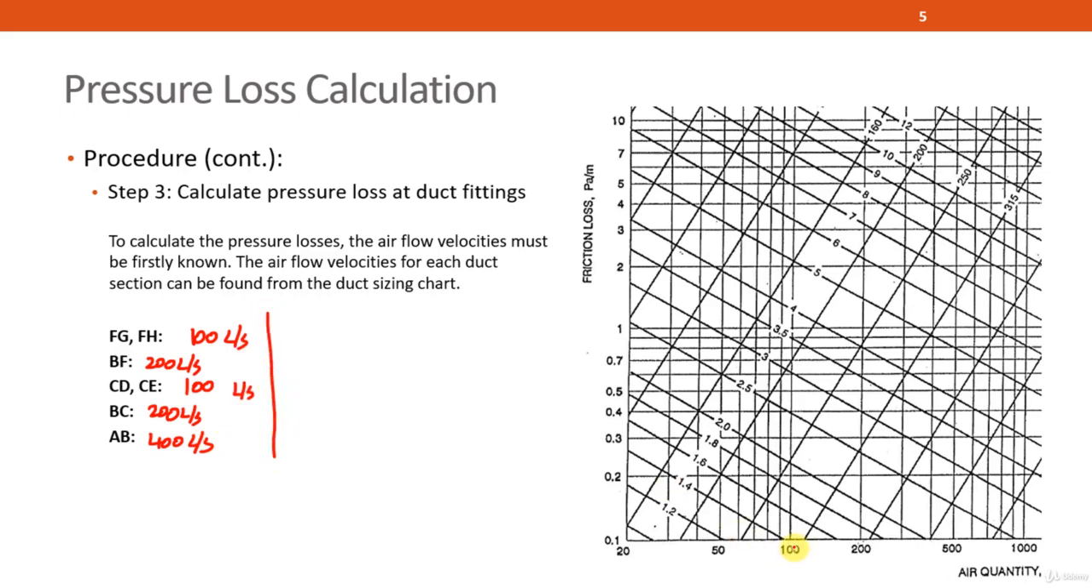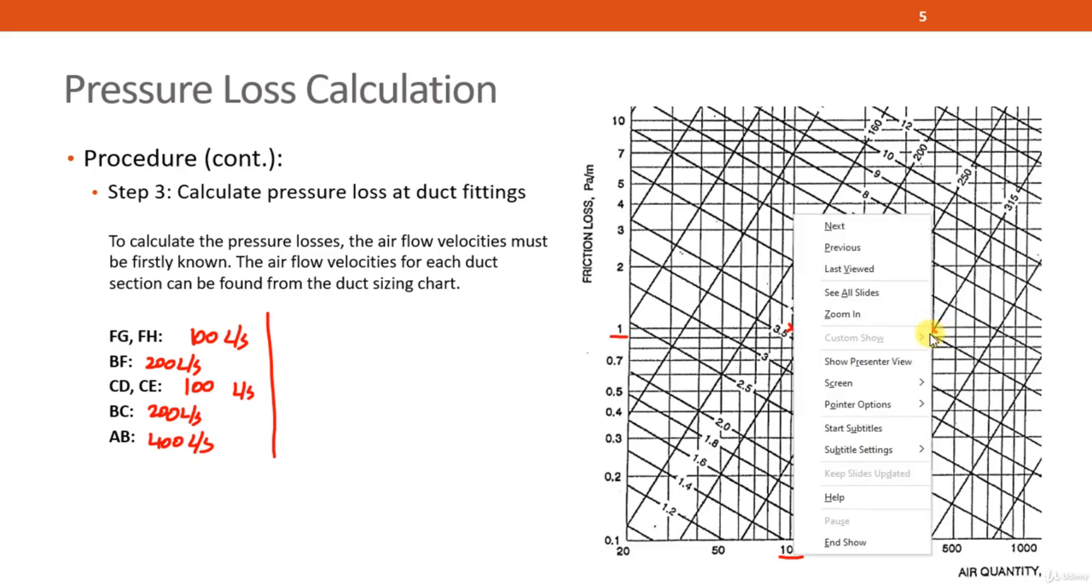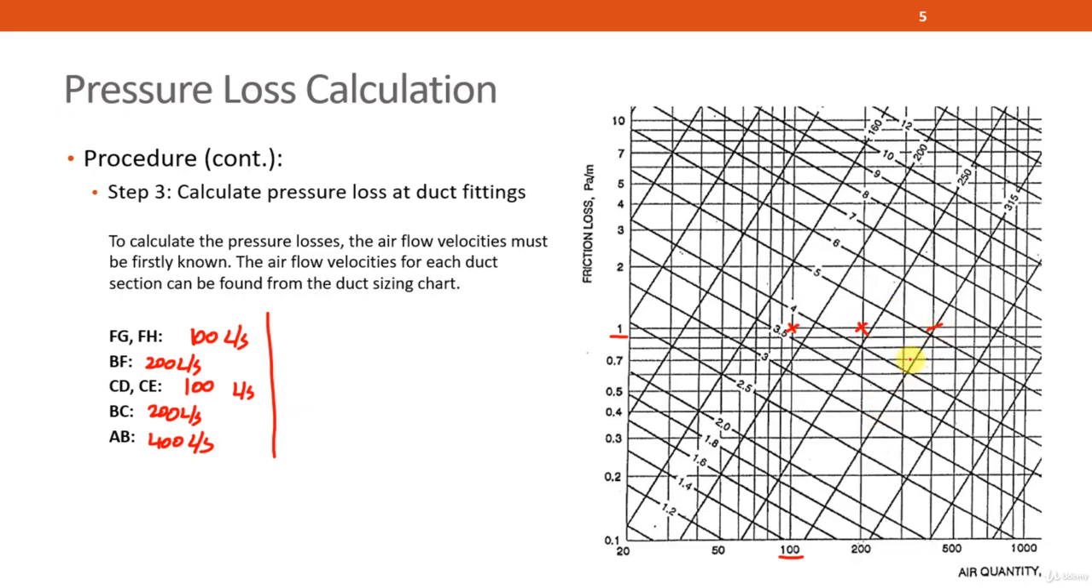So 100 liters per second is over here, and when it intersects with 1 Pascal per meter, the intersection point is over here. These are all the small ducts at the end. Next, we have 200 liters per second. The point is over here. This is for BF and BC. And finally, AB, the main duct, is 400 liters per second. So the point is over here.